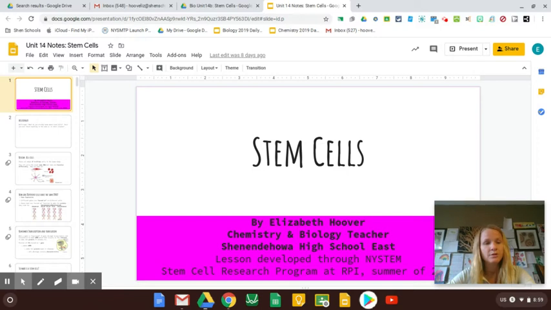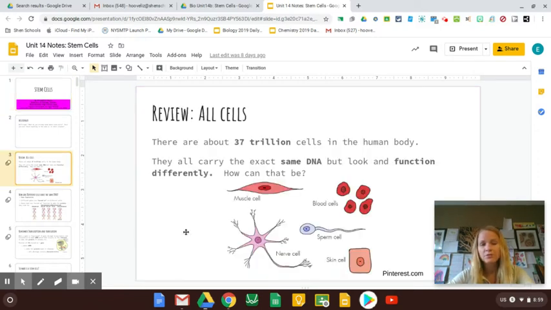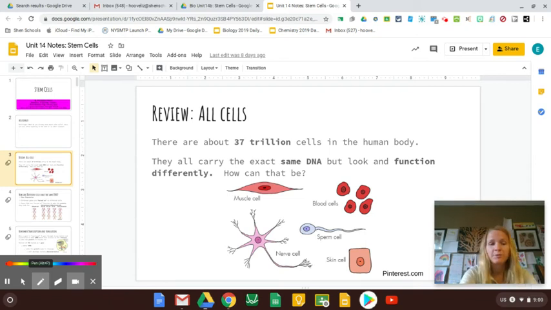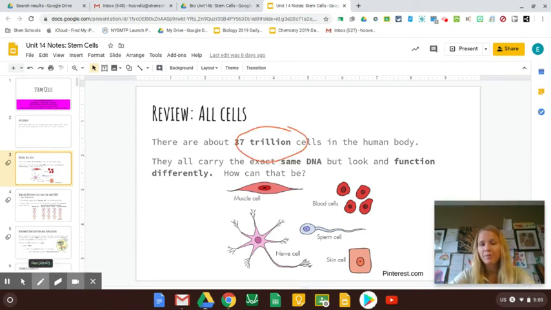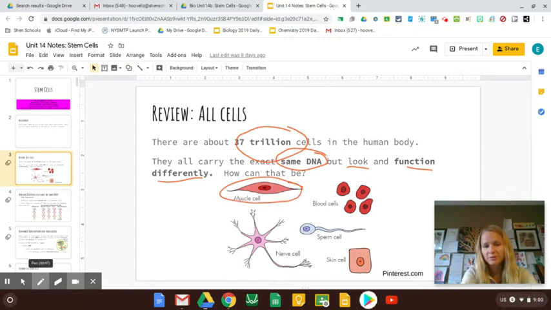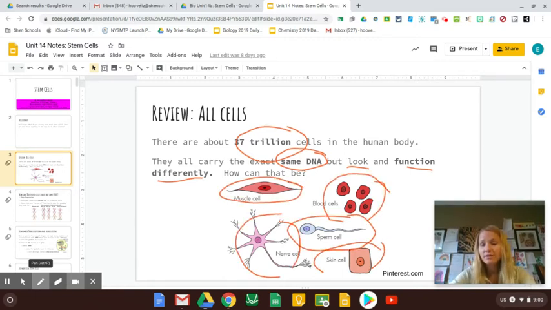To understand what stem cells are, we have to do just a really quick review of what cells are. Remember, there's 37 trillion cells in the human body, and somehow they all have the exact same DNA, but they look and function totally differently. A muscle cell, a nerve cell, a blood cell, a sperm cell, a skin cell, they look totally different and they have totally different jobs. So how can that be? How can they have the same DNA but be totally different?